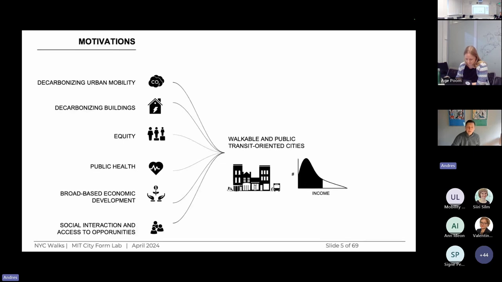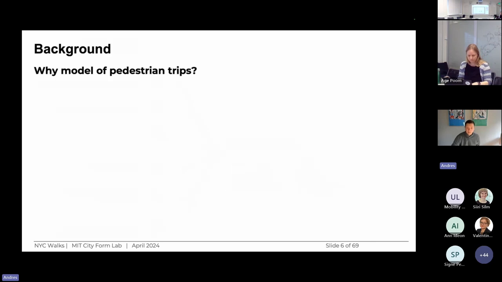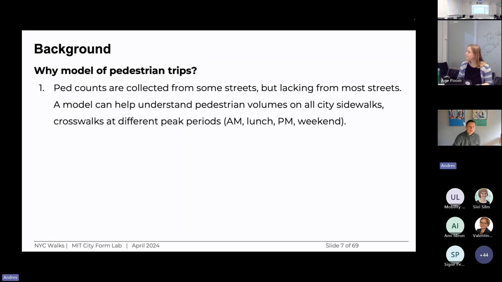So I see the transition to a more sustainable built environment entirely as an urban design and planning question, not as a technology development for particularly new engine types or fuel types, but rather a question of designing cities entirely differently. So I'm going to give a little background to the study in New York, where we have modeled pedestrian trips in the city and actually continue to do so as the project is still a work in progress. So why do we model pedestrian trips in cities?